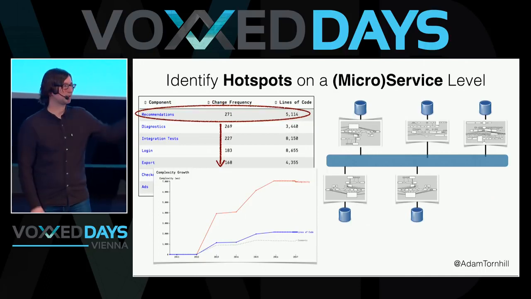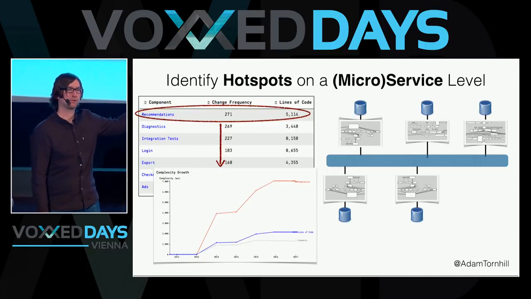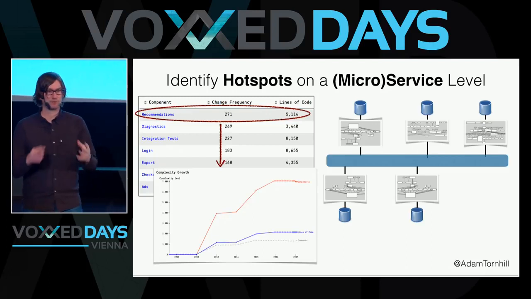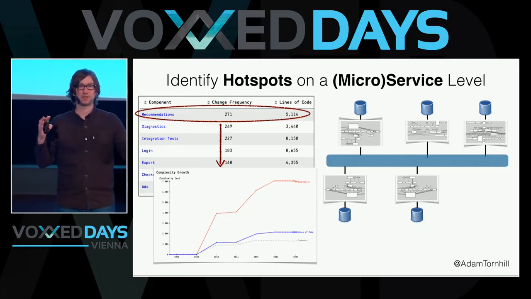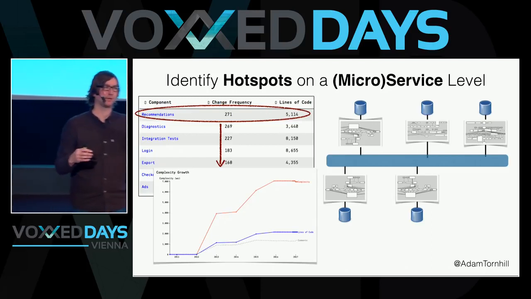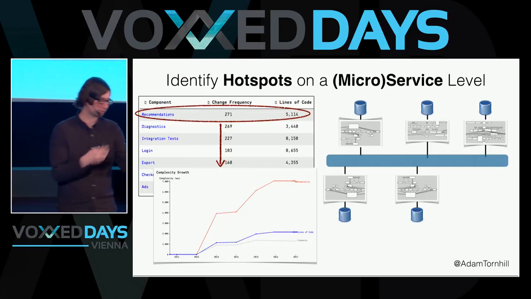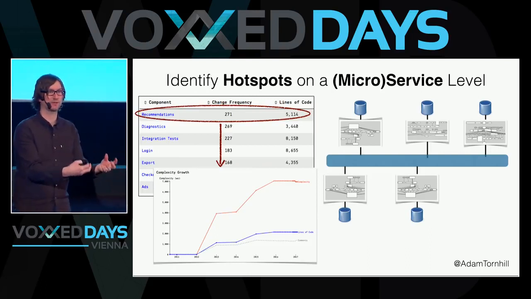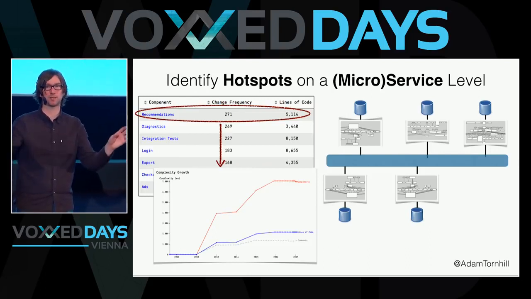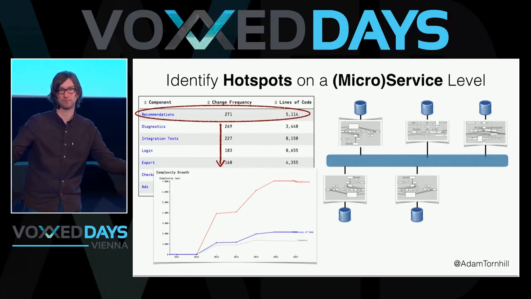Now, using this data, we can start to ask the right questions. We can ask questions like, does this service with 5,000 lines of code that changes at a rapid rate really implement a single business capability? Or is it maybe a service that has 2 or 3 or 4 different responsibilities and would be better off when split into multiple different services?